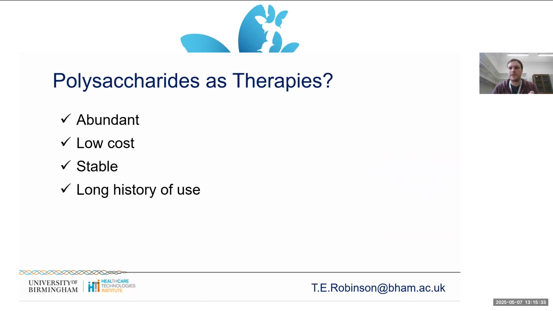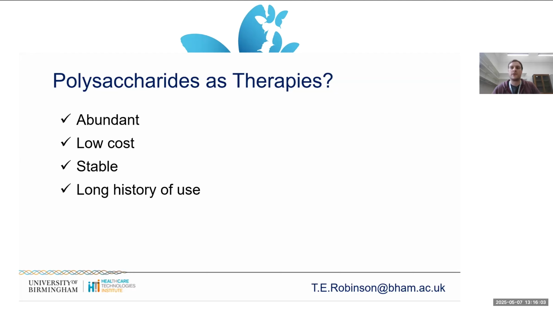So why do we want to use polysaccharides as therapies? What are the advantages? Why are we interested in these molecules, from a big picture perspective? Abundance: these are everywhere. Plants, bacteria, fungi. There's loads of different types of polysaccharides, and they're not difficult to get your hands on. Compared to traditional drugs, they are very low cost. Again, these are primarily used in the food industry, in cosmetics, as bulkers a lot of the time.